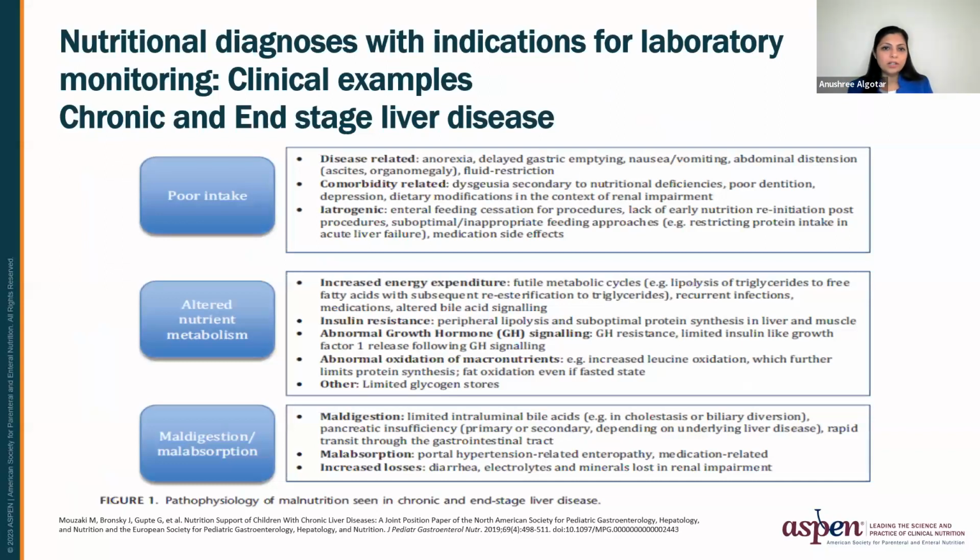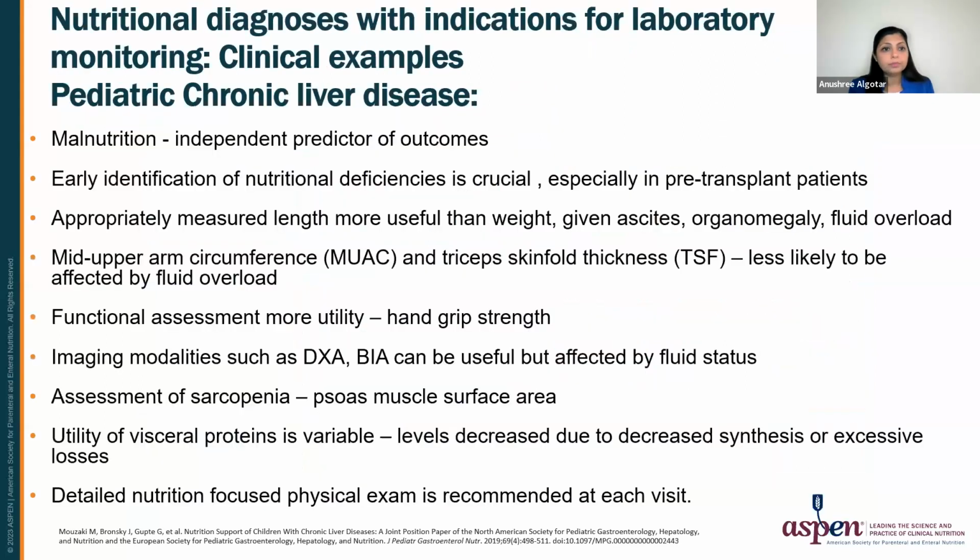The next clinical scenario that we'll briefly touch on is chronic and end-stage liver disease in pediatrics. This is an interesting clinical scenario in the context of malnutrition. Malnutrition in liver disease is common and is an independent predictor of outcomes. It can be multifactorial, related to poor intake, altered nutrient metabolism, maldigestion, or malabsorption.